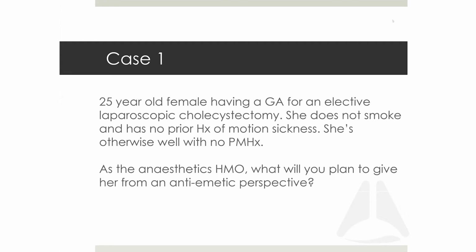So depending on whether you use the Apfel score or the new guidelines, typically you're going to need about 3 or 4 agents. What sort of agents do you think you'd use in this instance? So I guess you would do dexamethasone. Brilliant. Dexamethasone at induction, at the start. That's exactly what you do.